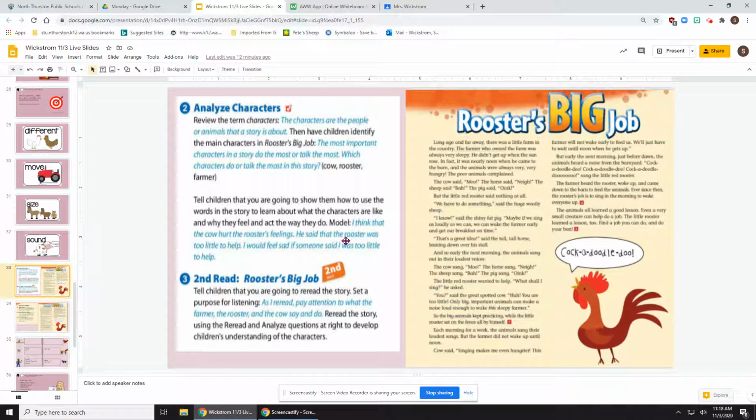The poor animals complained. The cow said moo, and the horse said neigh. The sheep said bah, and the pig said oink. But the little rooster said nothing at all.